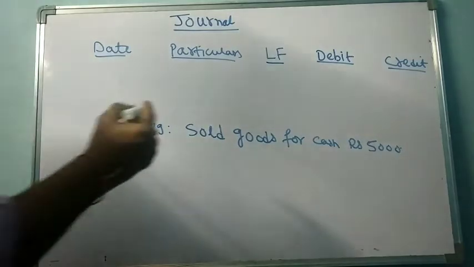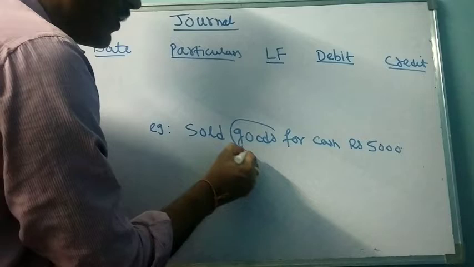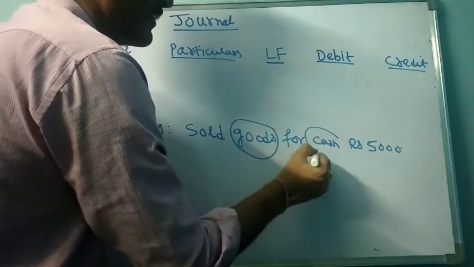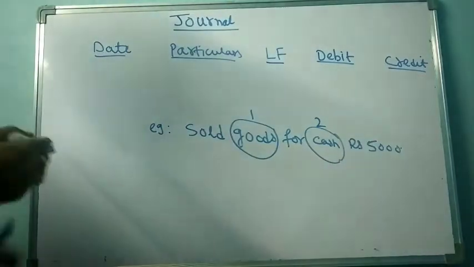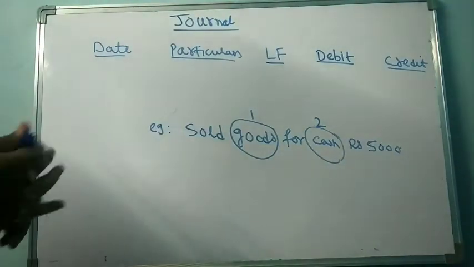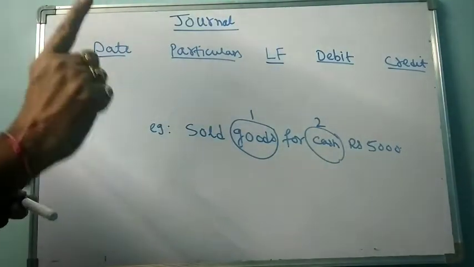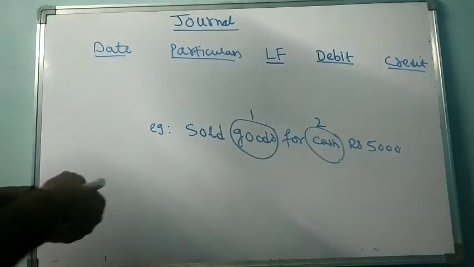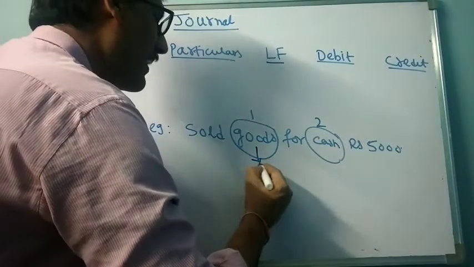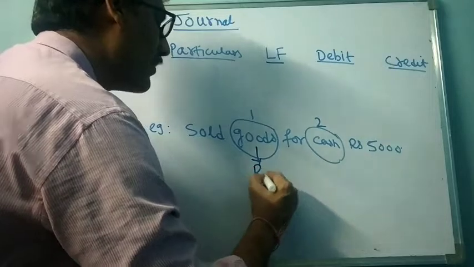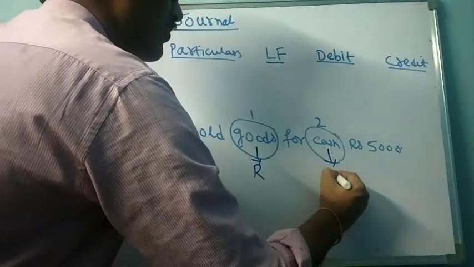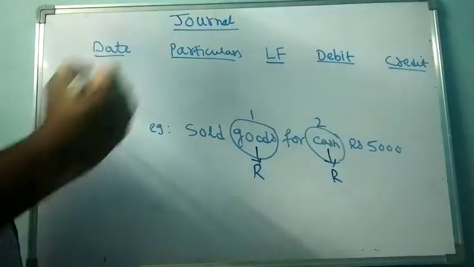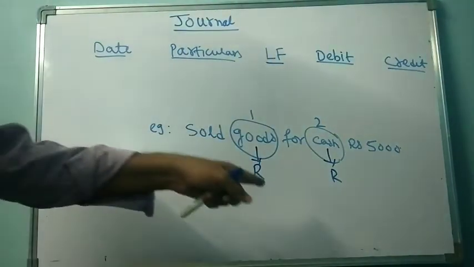Step number 1. Identify the number of accounts involved in the particular transaction. This is 1 account, this is 2 accounts. 2 accounts are involved in this economic transaction. Step number 2, what is the nature of the account, what is the type of account. Goods comes under real account. Cash is an asset. Both goods and assets come under real account.